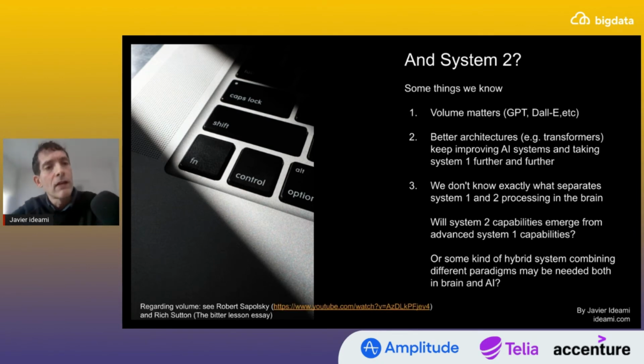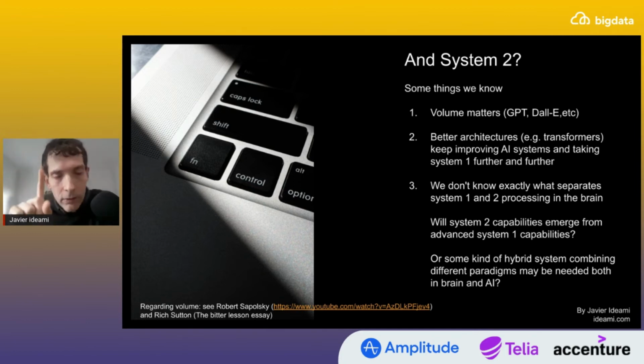For example, we know that volume matters. We know that as we have increased scale and data and volume, many architectures like GPT and others have improved dramatically, not only in quantitative ways, but also qualitatively. We also know that better architectures like the Transformer have revolutionized the entire generative AI landscape. Better architectures keep improving the AI systems and taking system one further and further.